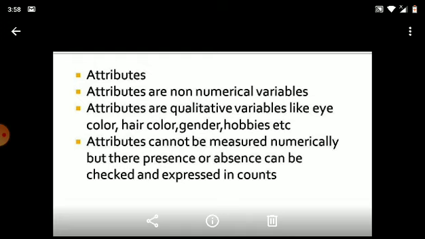Attribute is another name for qualitative variable. So all those values which cannot be numerically expressed, for example eye color, friendship, hobbies, religion, are called attributes in statistics.